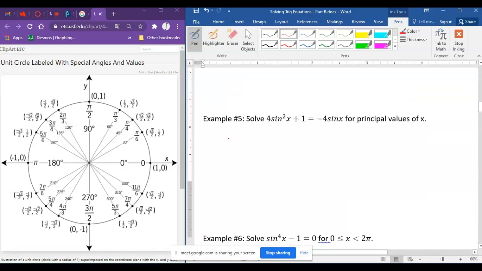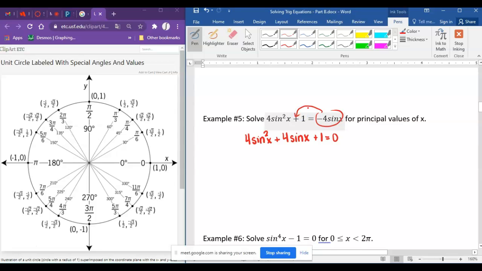All right, let's look at example 5. For example 5, it asks us to solve 4 sine squared x plus 1 equals negative 4 sine x for principal values here. And we've got both a sine squared and a sine. So in this case, what I want to do is move everything over here to the left-hand side. So I've got 4 sine squared x, and then we'll have plus 4 sine x plus 1 equals 0. That sign changes whenever we move this over here to the other side.